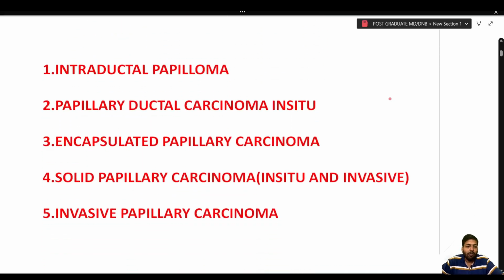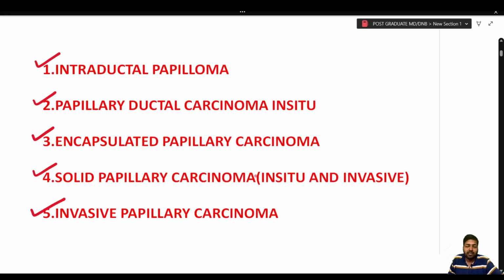So what are the papillary lesions of the breast? They are intraductal papilloma, papillary ductal carcinoma in situ, encapsulated papillary carcinoma, solid papillary carcinoma both in situ as well as invasive, and invasive papillary carcinoma. Now what is very important is that each one is a distinct entity, and all of them act as a differential diagnosis for each other.